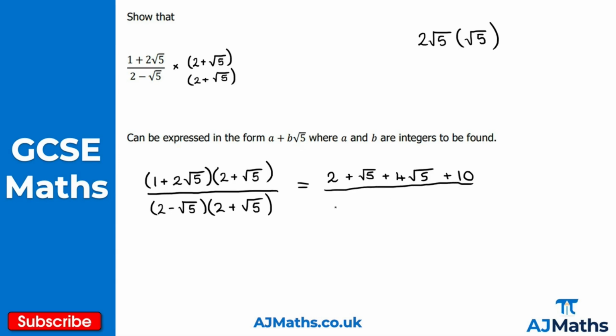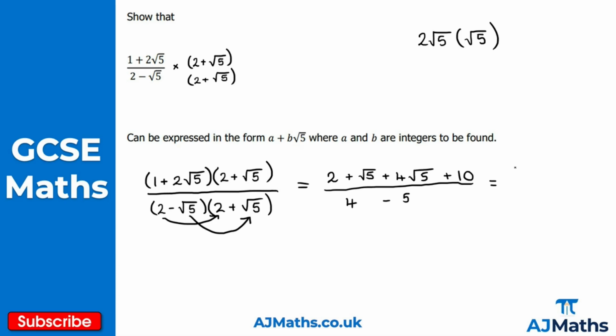So we evaluate the denominator now. What you might notice here is this is the difference of 2 squares. So we can save a bit of time, because all I actually need to multiply is 2 times 2, and then minus root 5 times positive root 5. So 2 times 2 is 4, and then minus root 5 times positive root 5 would give me minus 5 there.